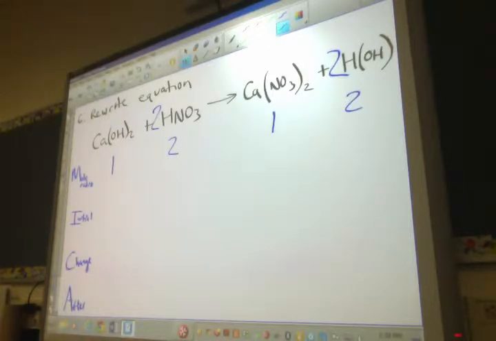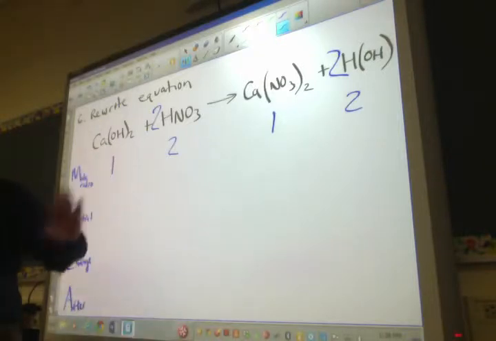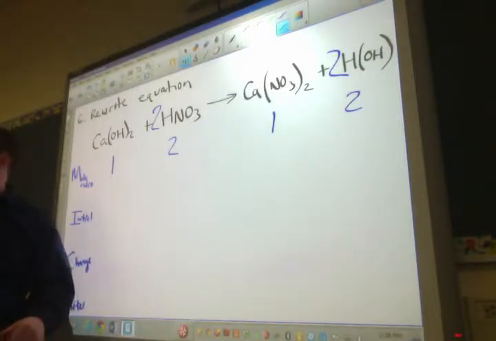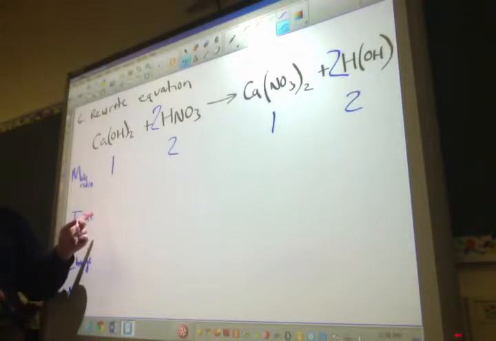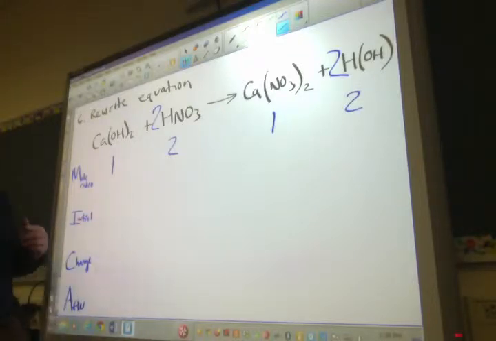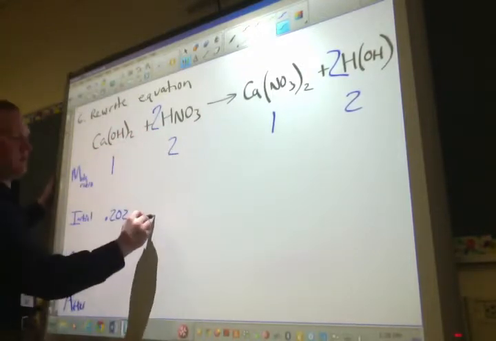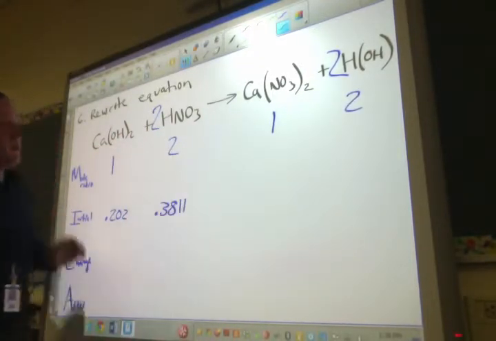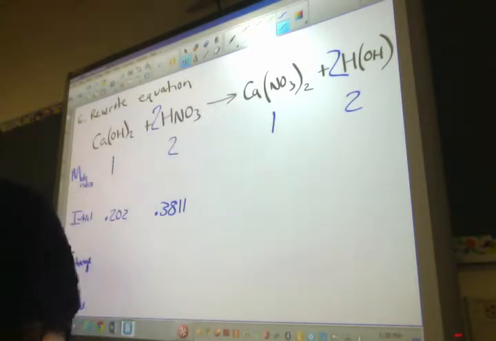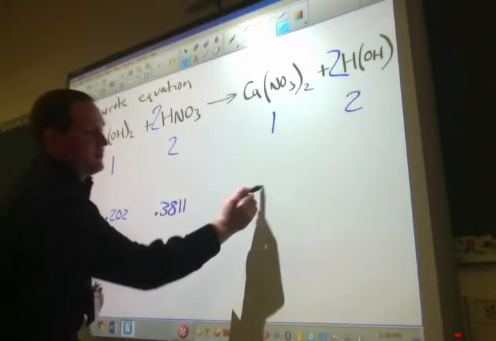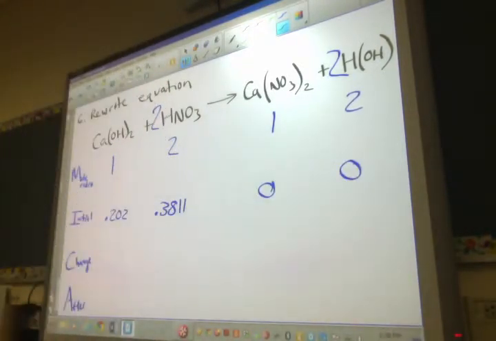Okay? So we want to know how much of everything we had initially. So take a look in your notes. Could someone tell me how many moles of calcium hydroxide we had originally? 0.202. Right? How much of this? 0.3811. Good. How much of each of these products did we have initially, before the reaction took place? Kind of a trick question. We didn't know. 0, right? Before the reaction took place, we had nothing. Okay? So we filled out the initial.